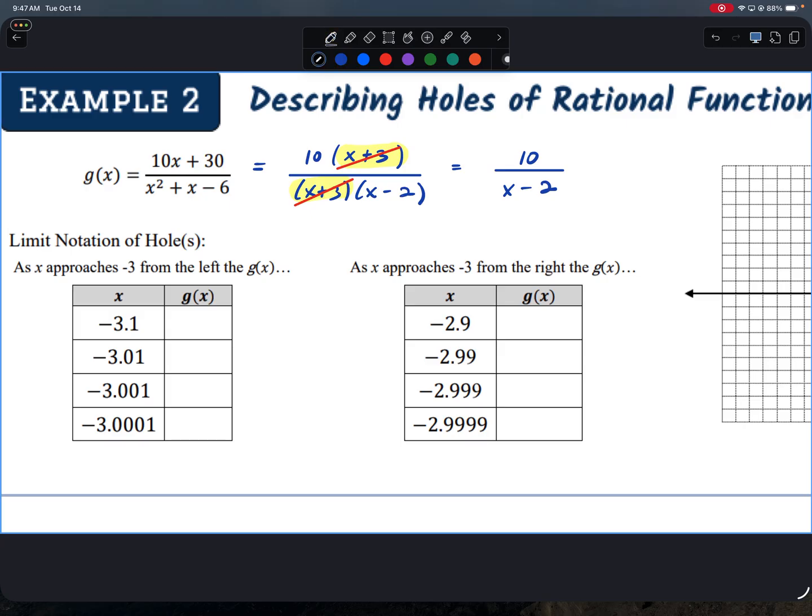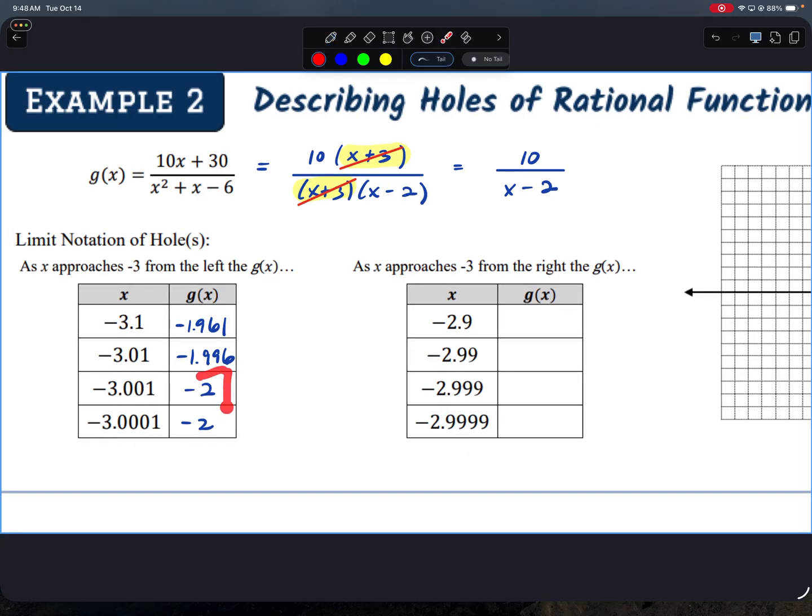Okay, so this is what I get. I get negative 1.961, negative 1.996, and then did your calculator just tell you negative 2? Yeah. Okay, that's weird. And then negative 2 again. So what this actually means is this is so close to negative 3 that your calculator is like, nah, that's negative 2. That's what that means, okay?